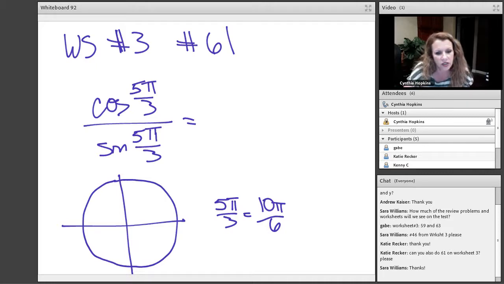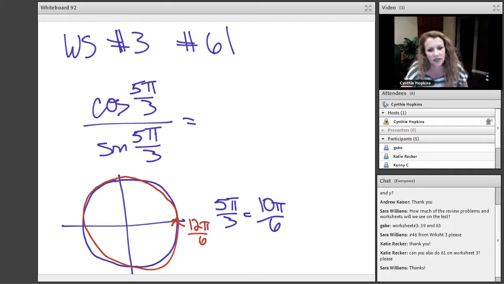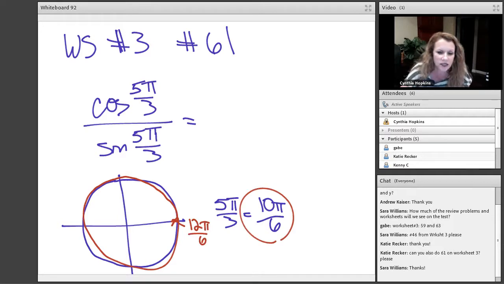Okay, now I'm going to start in standard position right here at the positive x-axis, but I'm going to go all the way around my circle. I know that wasn't the greatest. Okay, all the way around. And so isn't that 12 pi over 6? See, I noticed that 10 pi over 6 is very close to 12 pi over 6. But I need to go back 2 increments of 30 degrees. So I'm doing 2 tick marks. Here's my terminal side. I'm going to draw perpendicular to the x-axis.